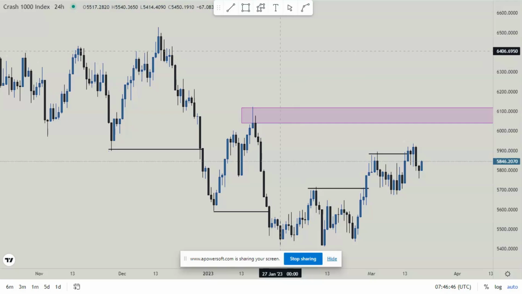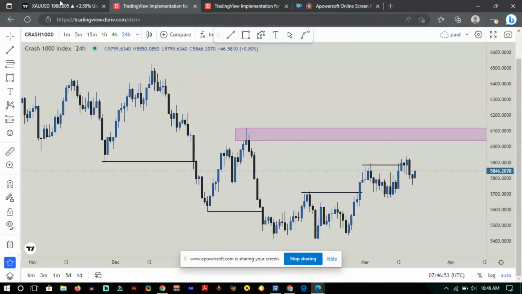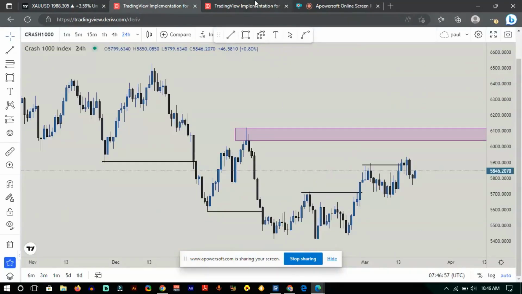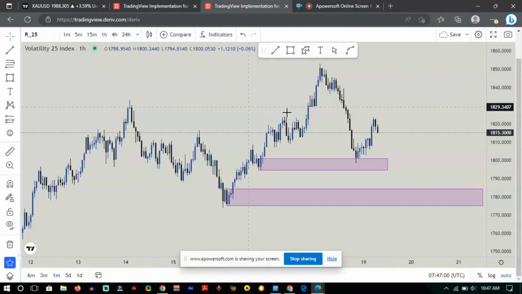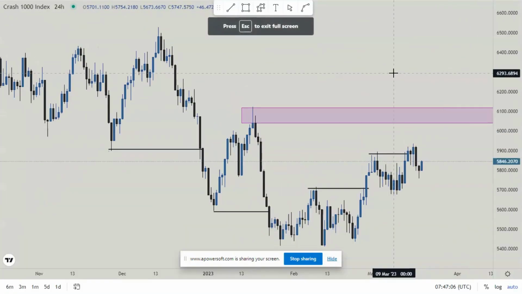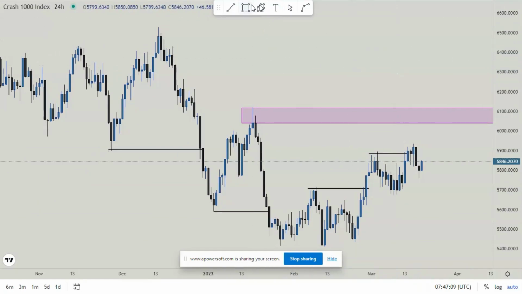For order blocks, you mark them out, but it is not guaranteed that the market will always react to them. Today I'm going to use an illustration also on gold, and maybe even Volatility 25, to see whether they are always respected. For me personally, I believe they're not.